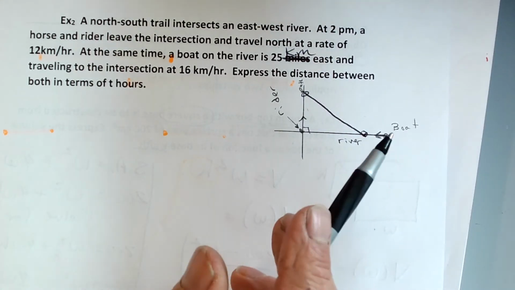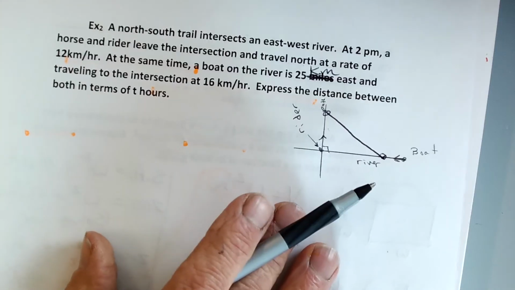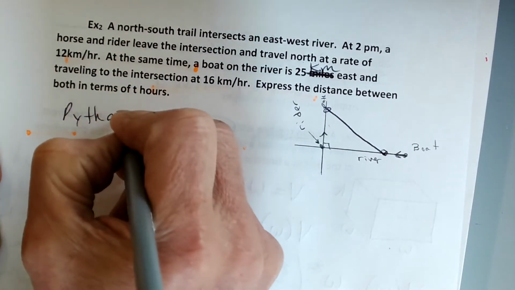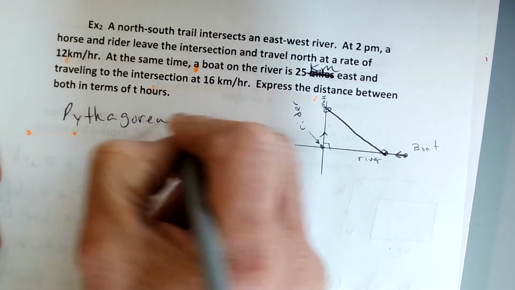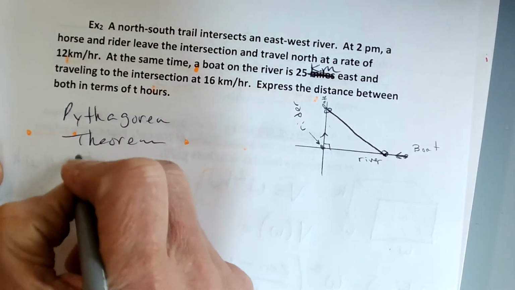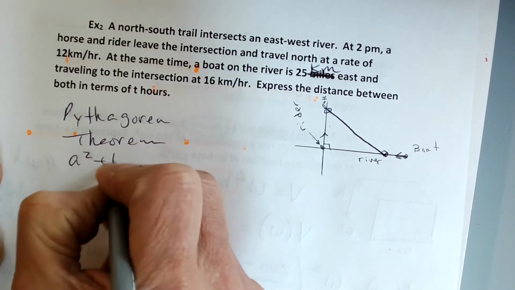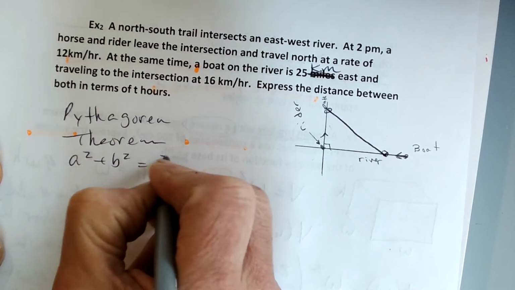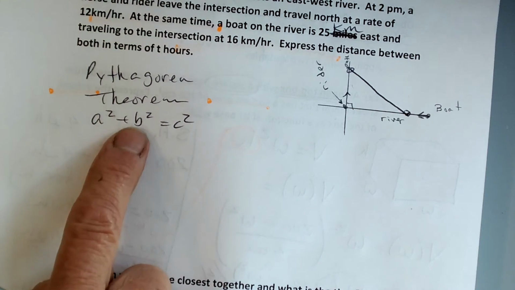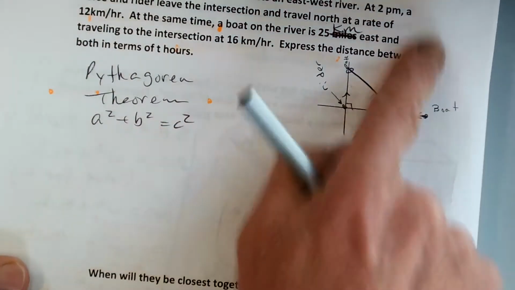How about Pythagoras theorem? You guys okay with Pythagoras theorem? Okay, so let's look at Pythagoras theorem, which we know is a squared plus b squared equals c squared, okay? Good with that? So let's transform a squared plus b squared equals c squared into distance and time, right?